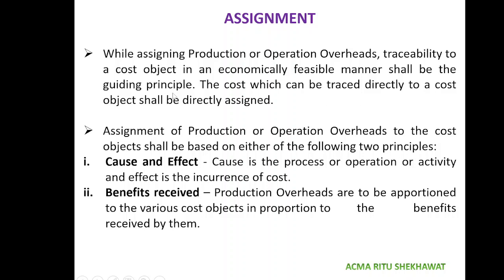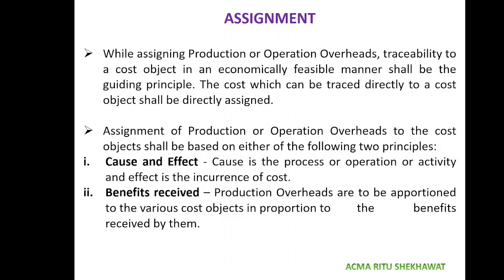You can say the cost which can be traced directly to a cost object shall be directly assigned. As simple as that. And listen, we are saying again and again, economically feasible manner. What is economically feasible manner? As I already told you in CAS 1, we have already studied it. Just to revise, it's a simple definition. Economically feasible manner means that it is practically possible to assign the cost to a particular product or service with a reasonable cost. That it should be directly allocatable or easily identifiable.